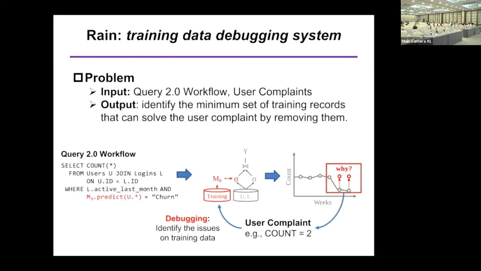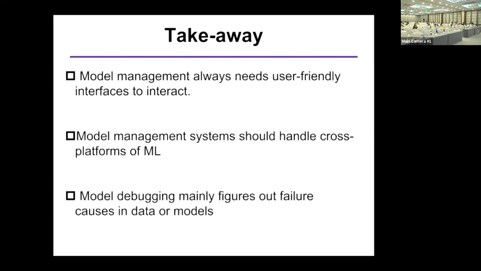So what does the influence function mean? It is to identify the weak data. It may be weak labels or outliers or dirty data, which has a large impact on the model performance without retraining the model. So it is very efficient. So RAIN leverages the influence function to identify the minimum set of training records that can solve the user's complaint by removing these bad data points in the training data.